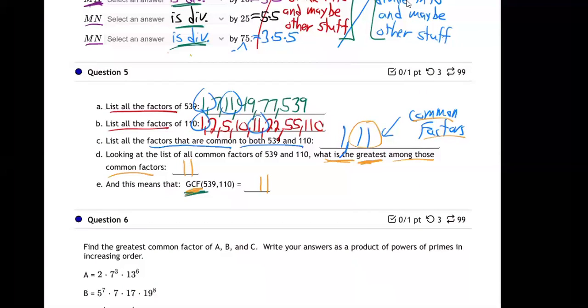They're just calling it the GCF. Now, what is GCF? It stands for greatest common factor. You've probably seen that term before. So the greatest common factor of 539 and 110, the biggest number that divides into both of them, is 11. That's what we just found. It's the greatest factor they have in common.